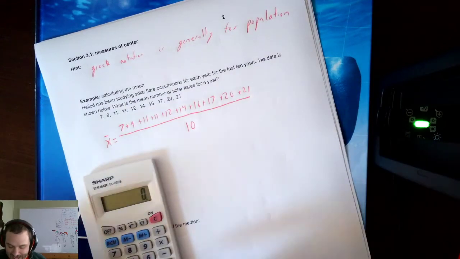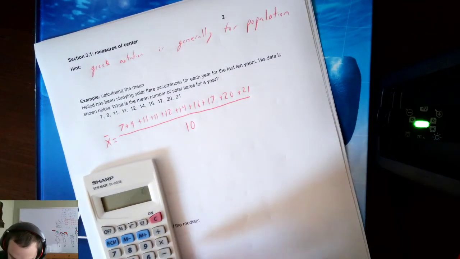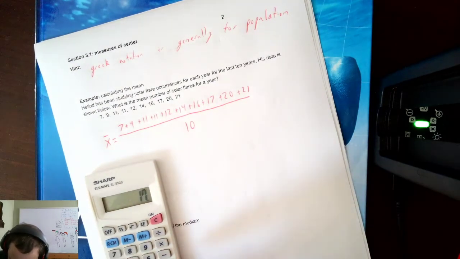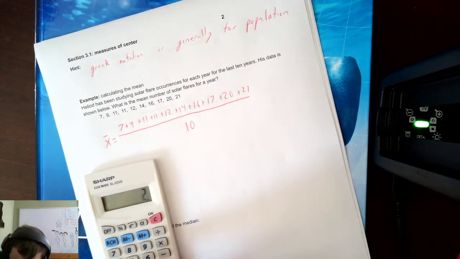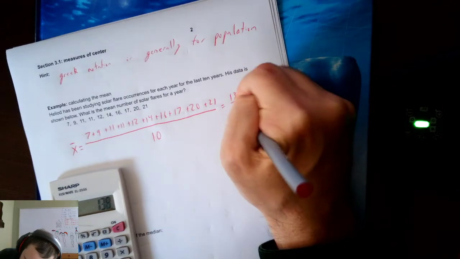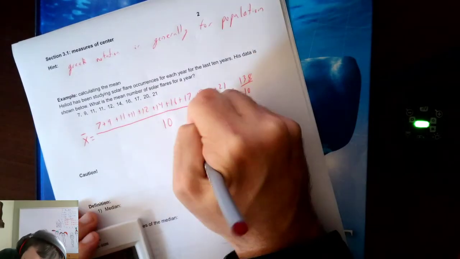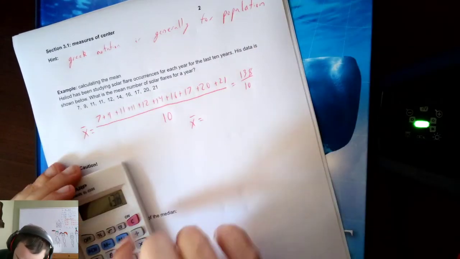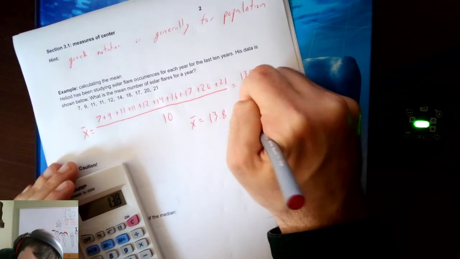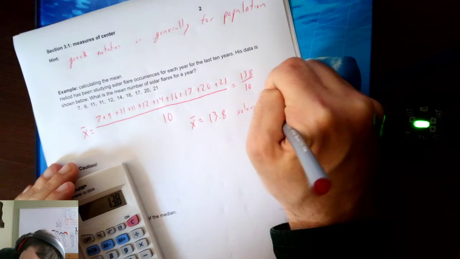Now, we need to add things up. 7 plus 9 plus 11 plus 11 plus 12 plus 14 plus 16 plus 17 plus 20 plus 21 gives me 138 over 10, which will give me a final answer of x bar equals 13.8 solar flares.